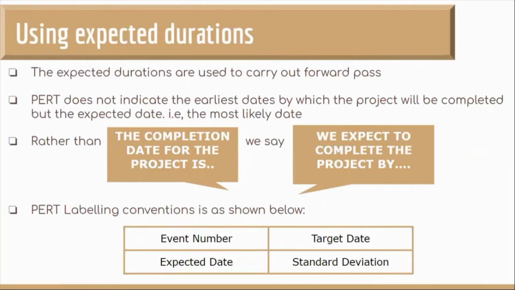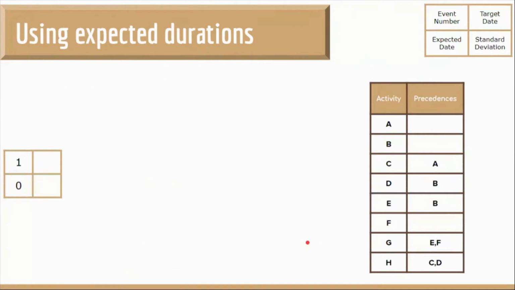PERT labeling convention is as follows. Earlier we saw we use nodes to represent the events, and it has four divisions: one representing the event number, the expected date, one with the standard deviation, and the last one with the target date. Now we draw the network.